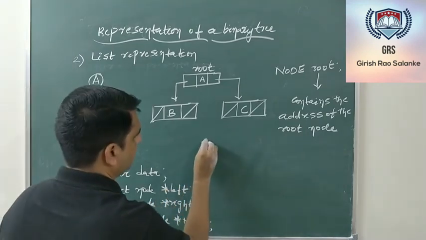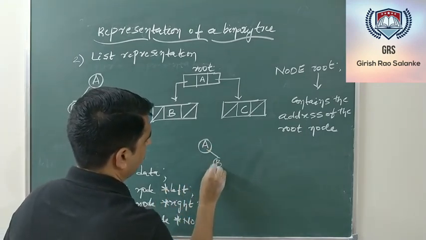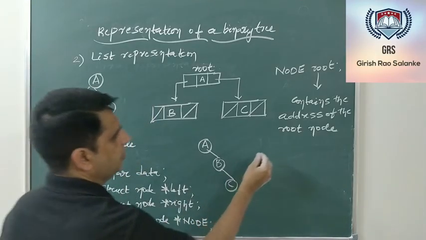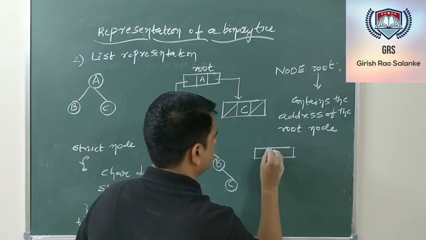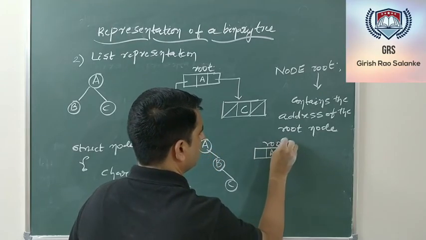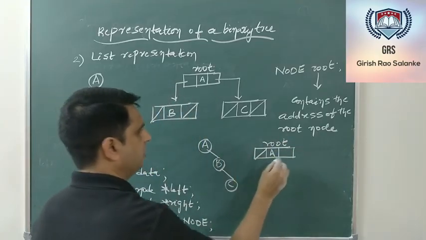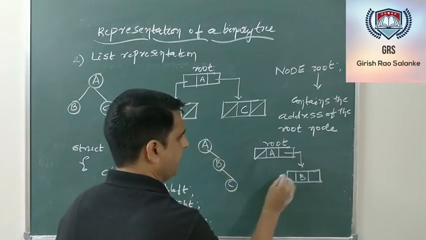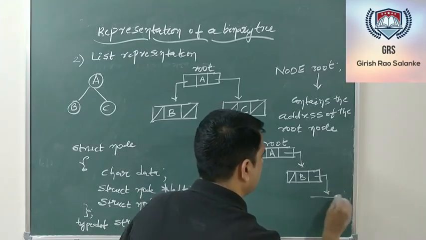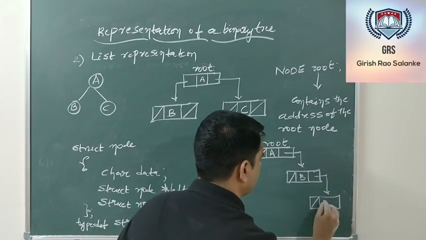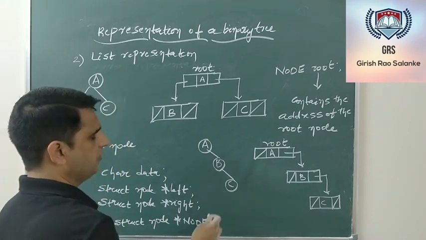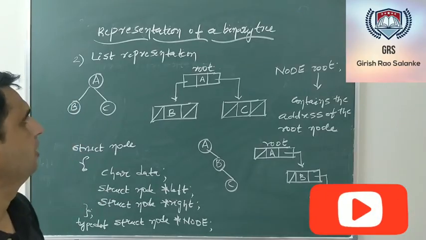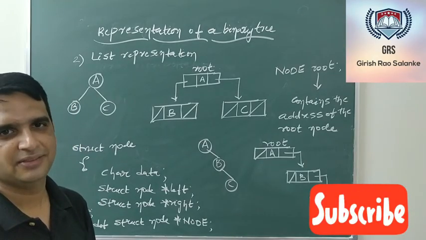Whatever the tree it is, say for example, if my tree is built only on one side, then the equivalent list representation is: A is my root, A does not have a left subtree, so it is null. The right subtree is B, B's left is nothing, B's right holds the address of node C. And C is a leaf node, it does not have left and right child, so there is null here. So this is about the list representation of the binary tree. Hope this is clear. Thank you.